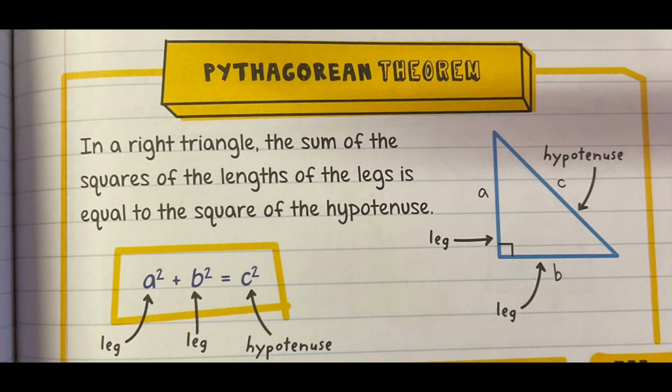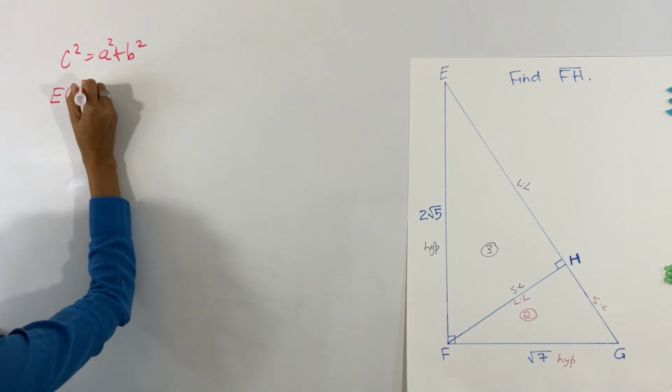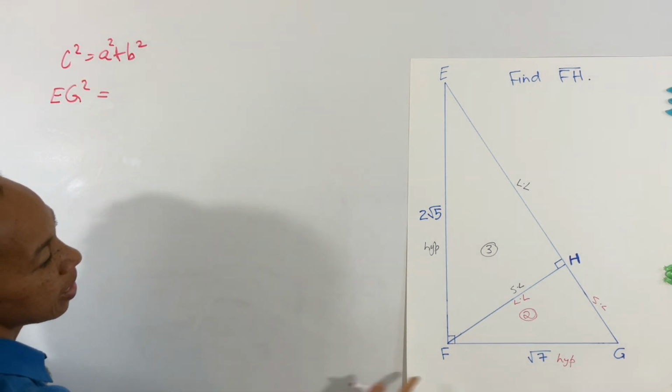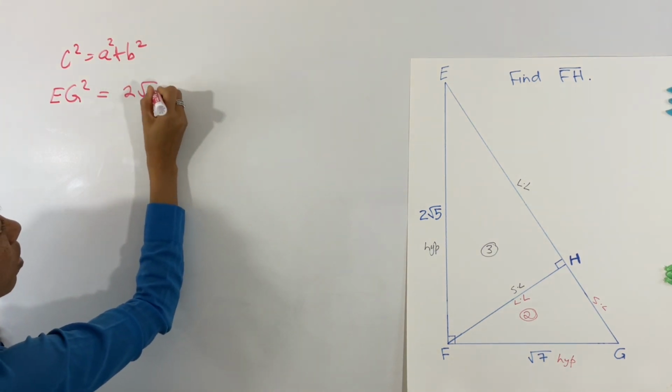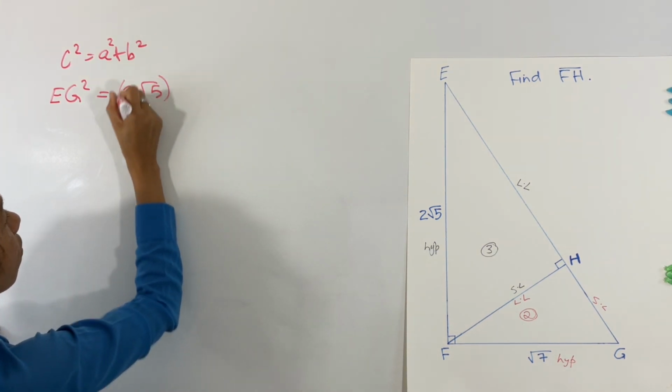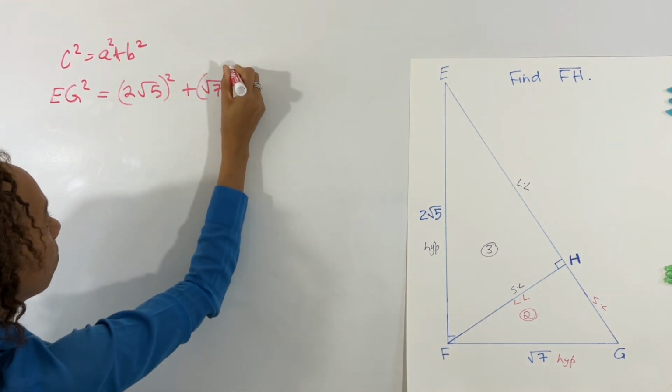We are going to start out with our Pythagorean theorem formula, which is c squared equals a squared plus b squared, or if you choose to write it as a squared plus b squared equals c squared, that is fine. So for this scenario, EG is going to be our hypotenuse, and for our legs, it doesn't matter which is the short and which is the long one, we will have (2 radical 5) to the second power plus (radical 7) to the second power.